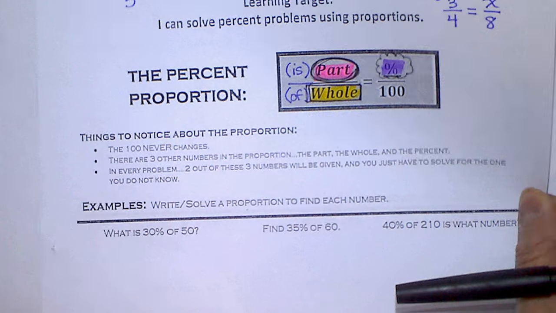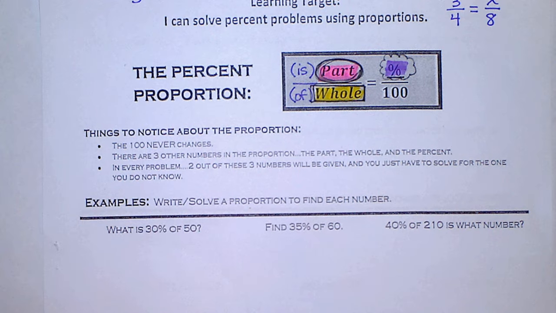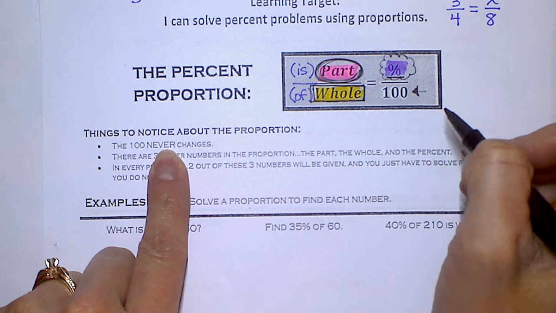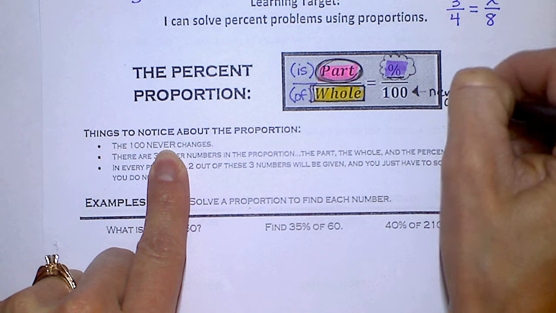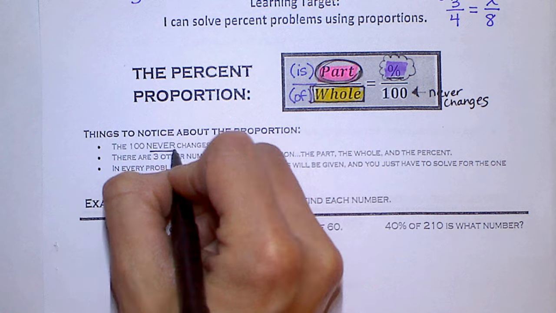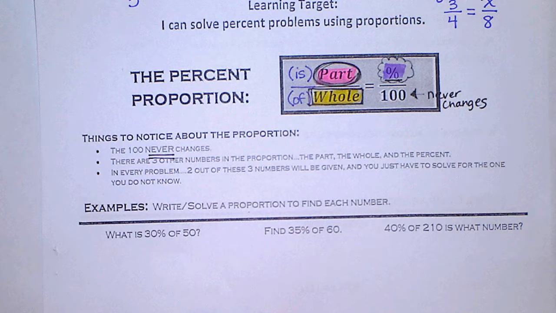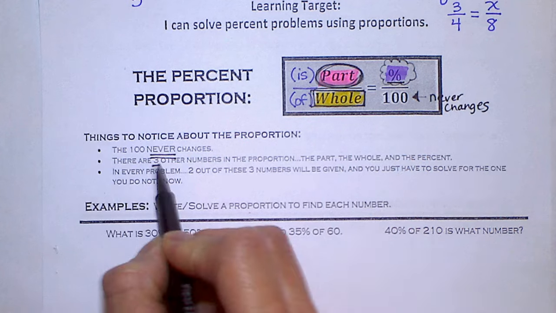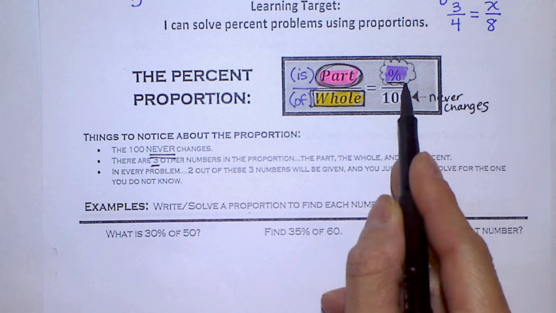The one thing you'll notice I didn't highlight, circle, or do anything to was the 100. So this never changes. Keep that in mind. Now, there are 3 other numbers in this proportion, so that's why I chose 3 different highlighters. You can choose 3 different shapes to use. These 3 numbers represent the part, which is up here, the whole, and the percent.